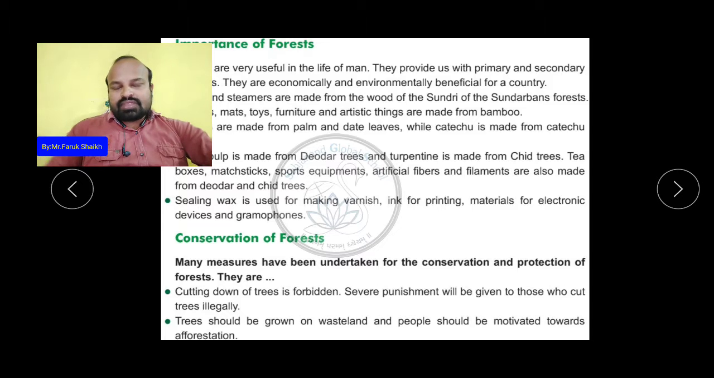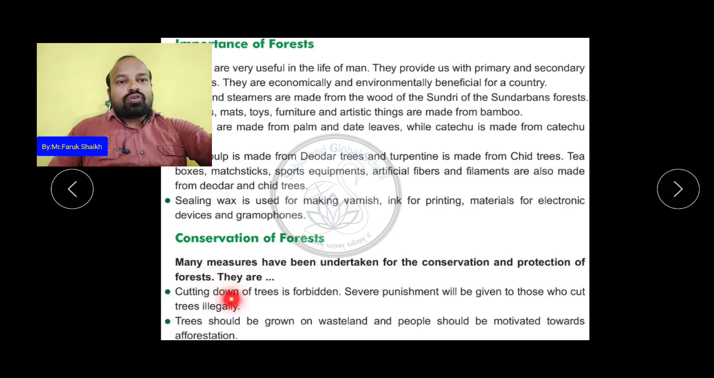Many measures have been undertaken for the conservation and the protection of forests, and these steps are taken by the government, the people and the NGO organizations. They are as the following.